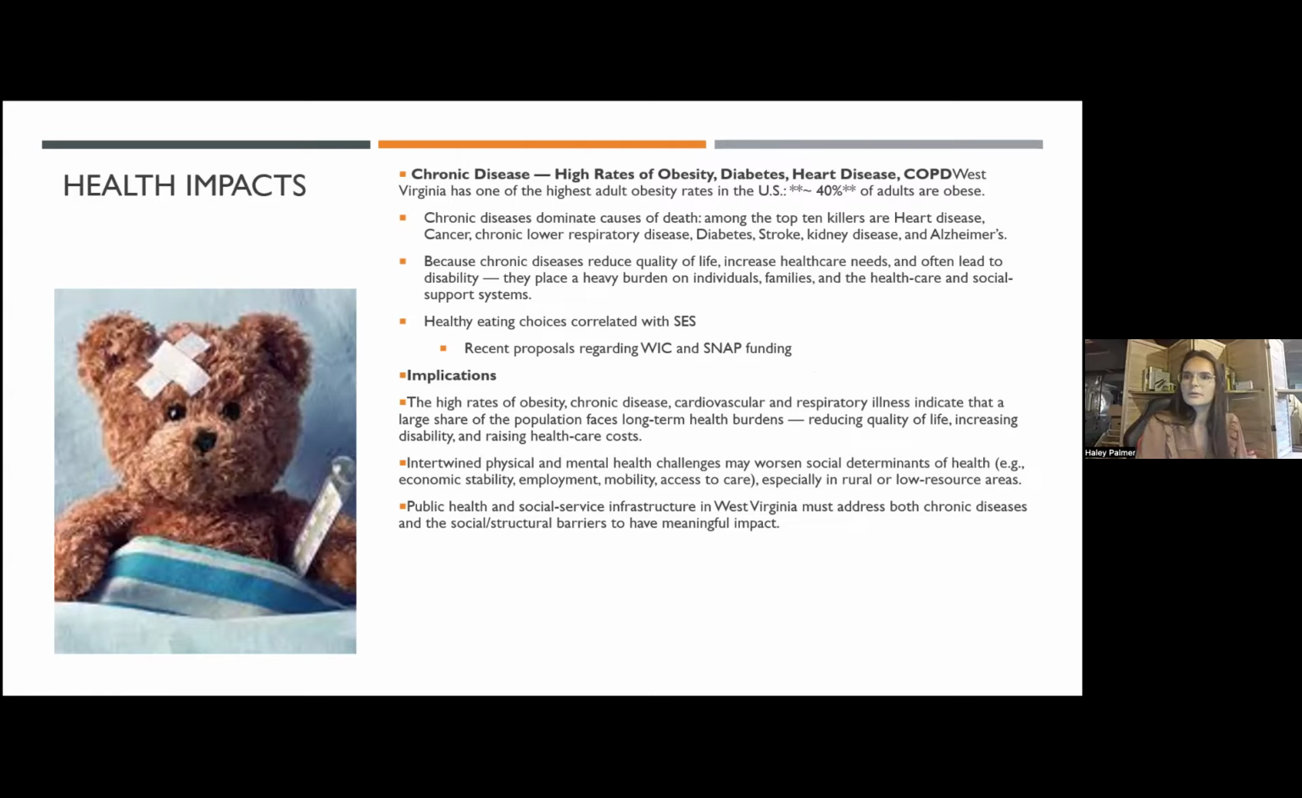One more reiteration of this slide that I would like to say is that public health and social service infrastructure in West Virginia, in order for us to move forward from being in the top 3, 5, whatever it may be, of the worst when it comes to chronic disease, we must address the social and structural barriers in order to have a meaningful impact. And again, that's not something we can just do in our office or in the rooms where we treat people. This will have to come from a higher, more macro type of intervention.